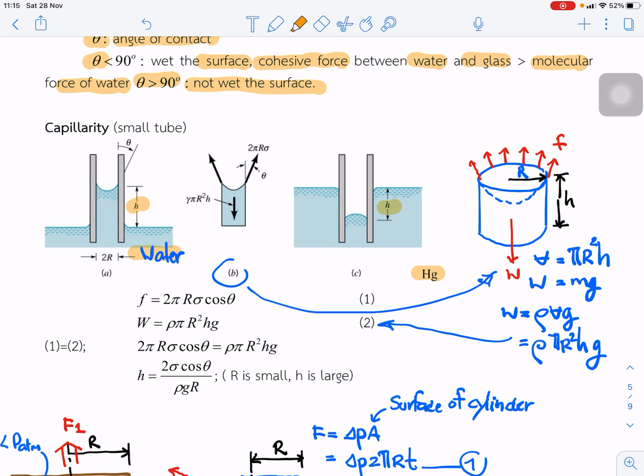Okay, weight is equal to rho pi r squared h g, and F is equal to 2 pi r sigma cos theta. So make equilibrium between the two equations, and we can prove that the capillary rise is equal to this term. And you see that the height is inversely proportional to the radius of the tubes. The smaller diameter gives the higher capillary rise. Okay.